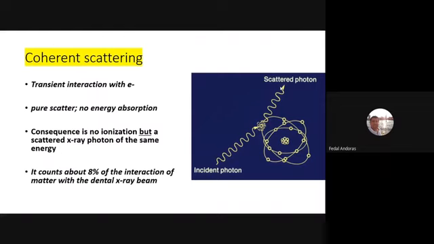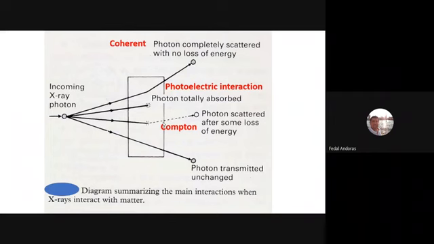So these are the four main interactions: no interaction or transient, the photoelectric one, Compton, and coherent. Okay?